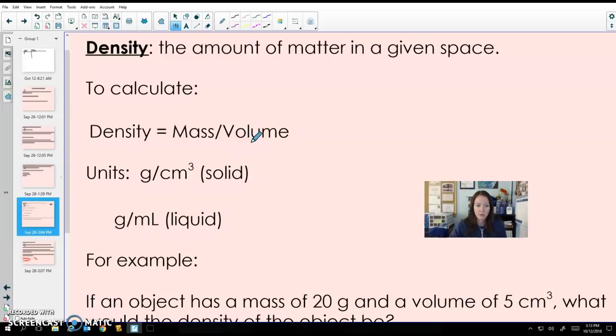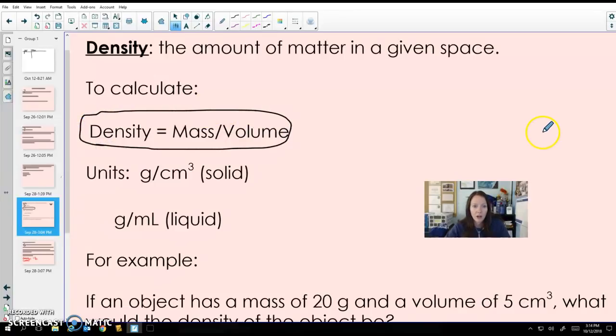So it's much denser. Now we can calculate how much density an object has by doing the mass divided by the volume. Very important formula here. You are going to have to memorize that. Please make sure that is written in your notes. So I'm going to skip down, and when we do these calculations, the units that we apply to density are grams per centimeter cubed if it's a solid, or grams per milliliter if it's a liquid. Again, we're looking at how much mass is in the volume.